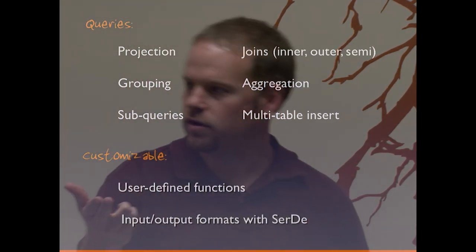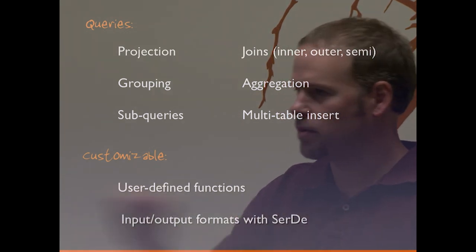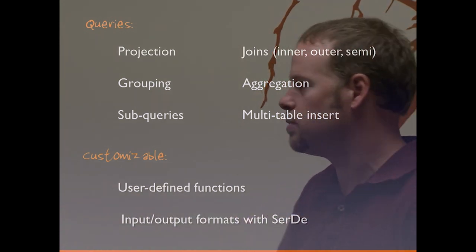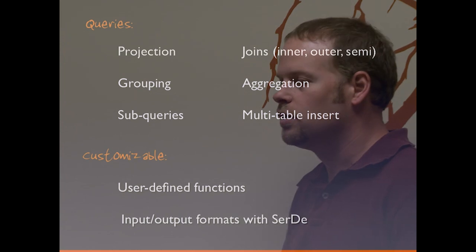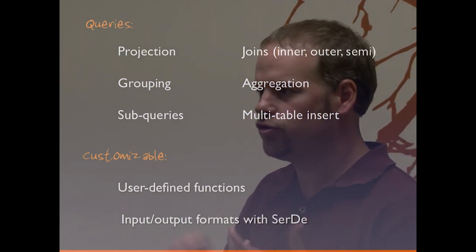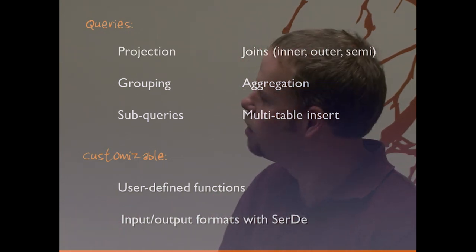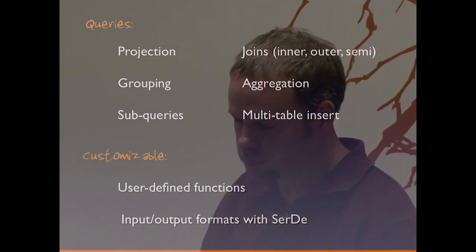And this SerDe thing is for serialize and deserialize. Matt mentioned that I might have different files with different types of input. Maybe some are comma delimited, some are tab delimited, maybe some are images. So you could write your own serialize and deserialize code to say how Hive should read, split, and parse the input records.